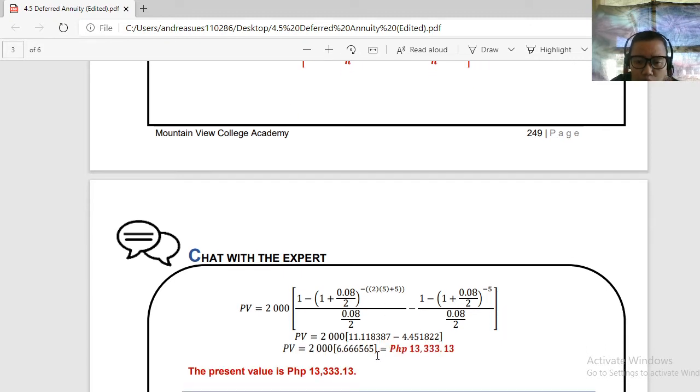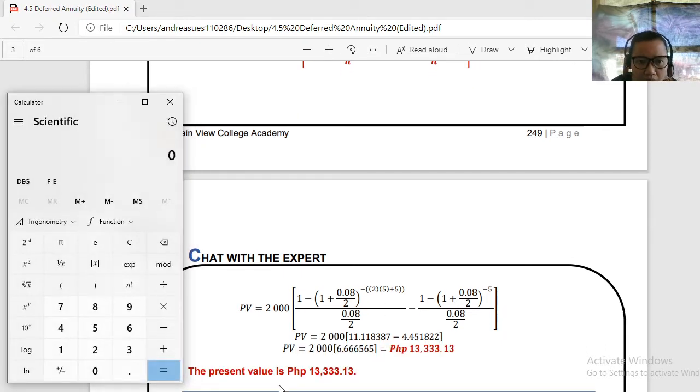However, to compute, okay, let's use our calculator. First, we are going to solve this inner part inside the parenthesis. So we have 0.08 divided by 2. So the answer of this is 0.04. We are going to add it with 1, 1 plus 0.04. So the answer is 1.04.